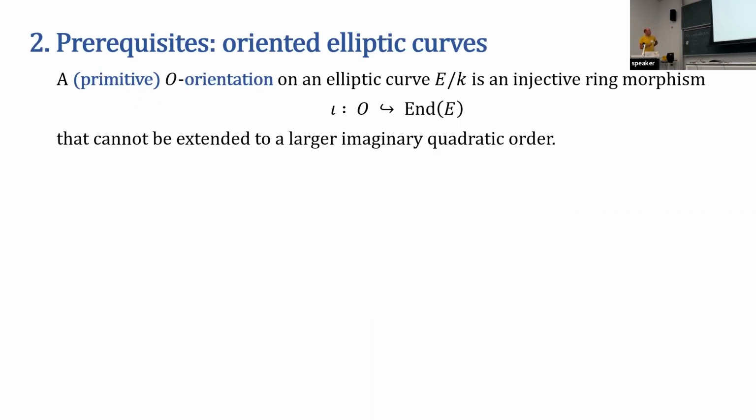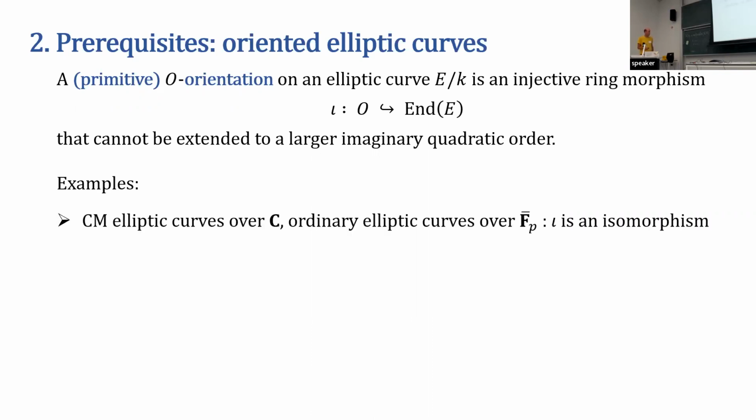And we will always assume that our orientations are primitive. This means that this O is the biggest possible, so you cannot replace O by a bigger order in the same imaginary quadratic field and still have such an embedding. Okay, so that's a primitive orientation. And here are some examples. If you have a CM elliptic curve over C, or an ordinary elliptic curve over some finite field, then this iota, this embedding, will necessarily be an isomorphism. So, in a sense, this is not super interesting in this case, although it's an important special case.